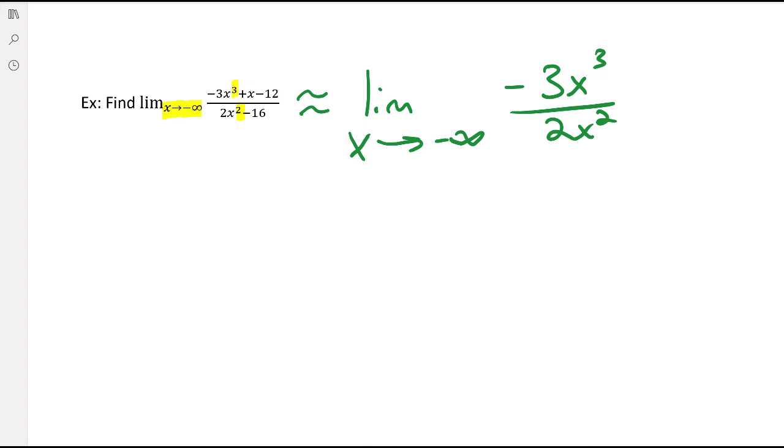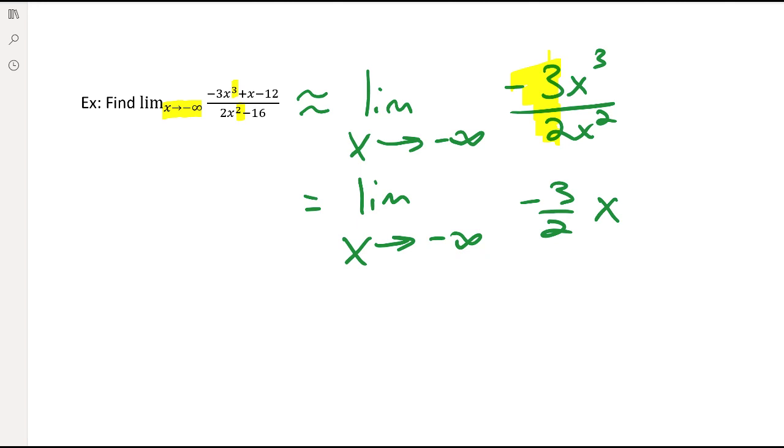All right, so once again, we're going to reduce this to give us the limit as x approaches negative infinity of, so let's see here. I'm going to write it this way. It's going to be a negative 3 halves, right? I took the negative 3 divided by 2, and then x cubed divided by x squared leaves us with an x to the first. Okay?